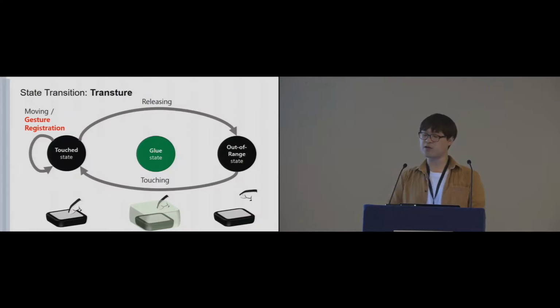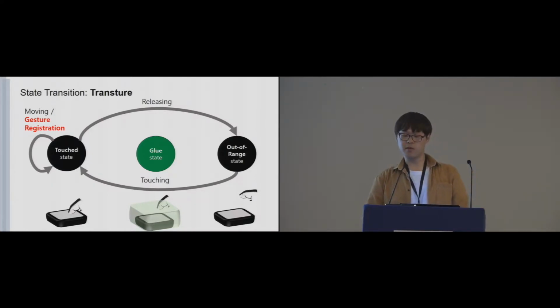Now I introduce how transitions occur between the states while a user performs transfer. The first step to use transfer is gesture registration. In this step, a user can choose which gesture to use in glue state. As I mentioned before, there is no discrete boundary between the touched state and glue state. Therefore, we choose the traditional touch gesture as the gesture registration action. For example, if a user wants a dragging gesture in glue state, the user does a dragging gesture on the touch screen as the registration action for dragging in the air.